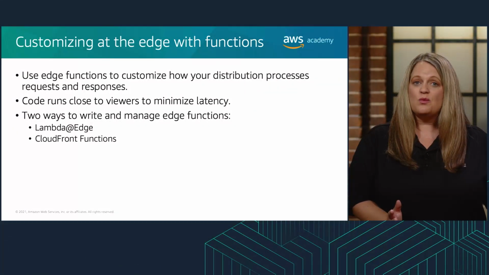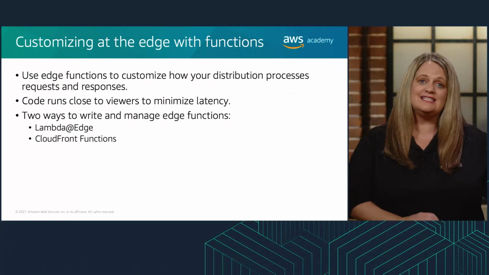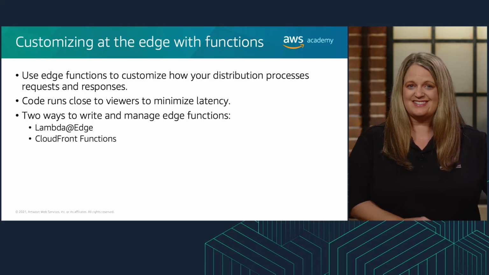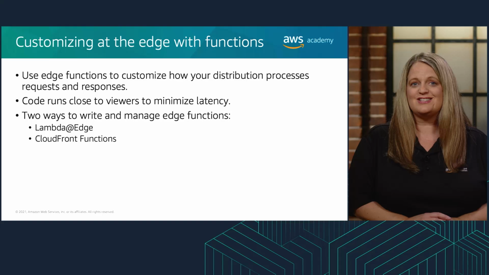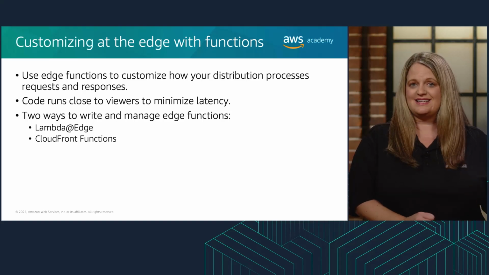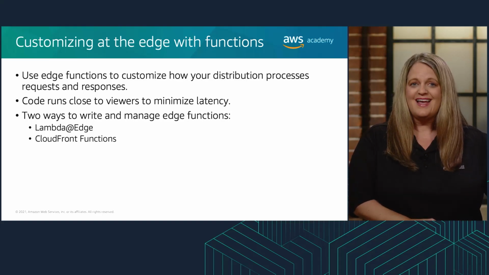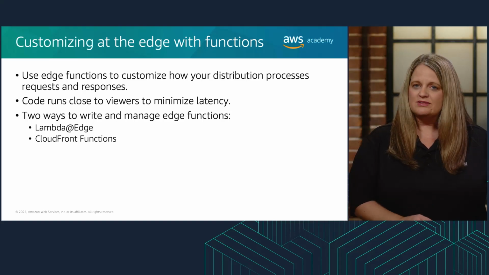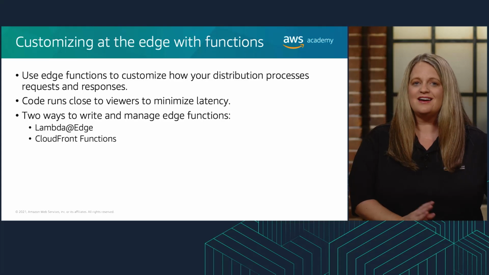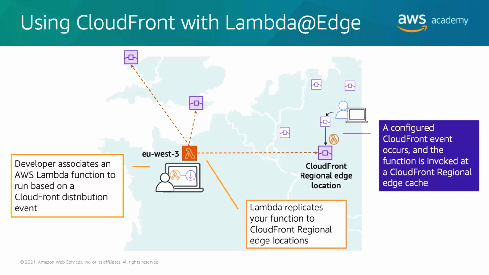When you associate the function with a CloudFront distribution, Lambda at Edge automatically replicates your code around the world. CloudFront Functions are lightweight JavaScript functions for high-scale, latency-sensitive CDN customizations. The CloudFront Functions runtime environment offers sub-millisecond startup times, scales immediately to handle millions of requests per second, and is highly secure. CloudFront Functions is a native feature of CloudFront, which means you can build, test, and deploy your code entirely within CloudFront.